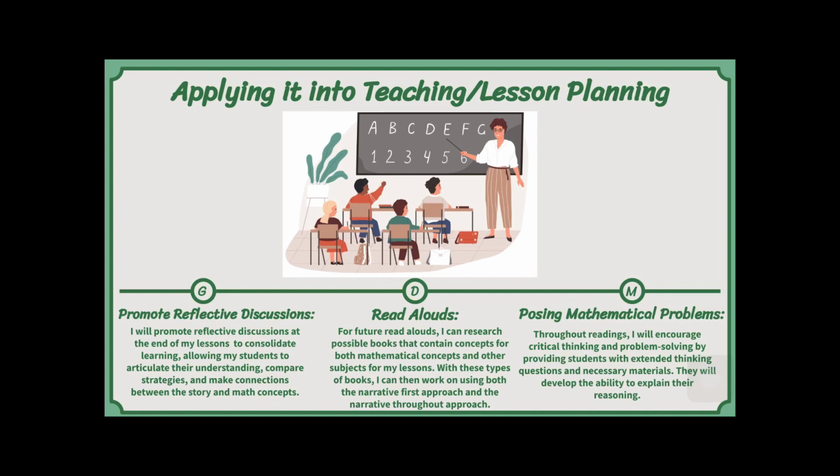For me, I would like to focus on the types of read-alouds I would use in the future. I can research possible books that contain concepts for both mathematical concepts and other subjects for my lesson. With these types of books, I can then work on using both the narrative-first approach and the narrative-throughout approach.